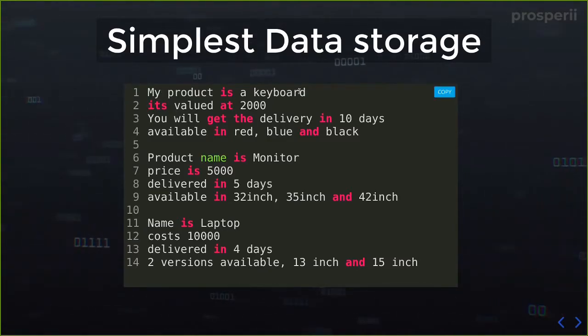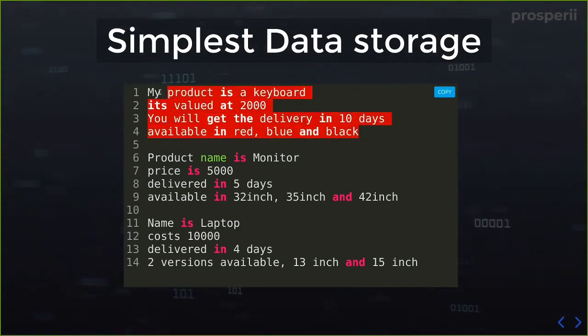So for example, we have a product called keyboard. It is priced at 2000 rupees. Then we will get the delivery of this keyboard in 10 days. Then it is available in 3 colors, so red, blue and black. So essentially this is something which expresses data stored in a particular file.